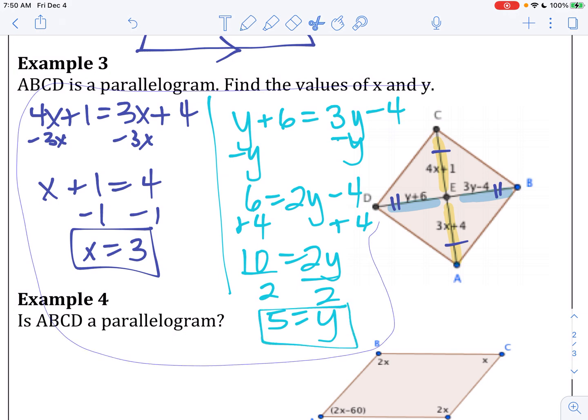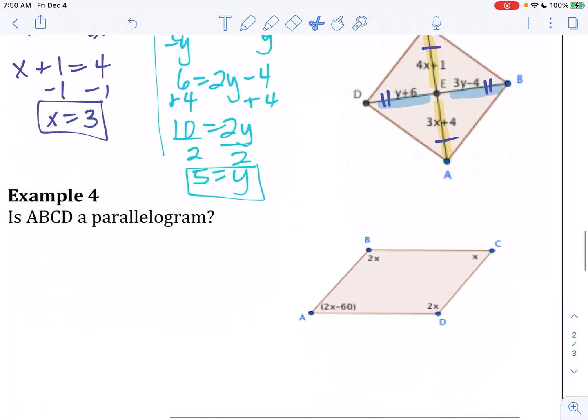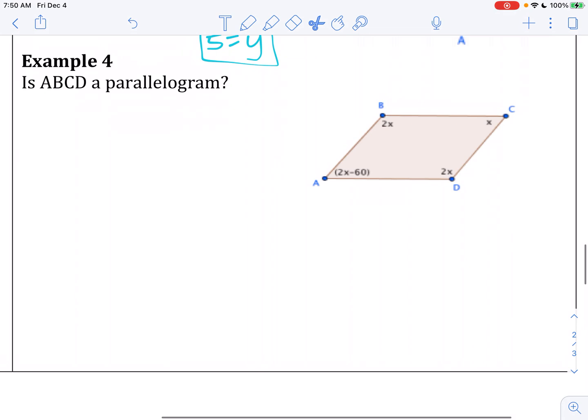Shrink it down to give myself some more room for that next problem. Okay. Checking out the next one, we're asking ourselves, is ABCD a parallelogram? All right. The only thing that we know for certain is that this figure has 4 sides. So keep that in mind, pause the video, and decide, is this a parallelogram or is it not?